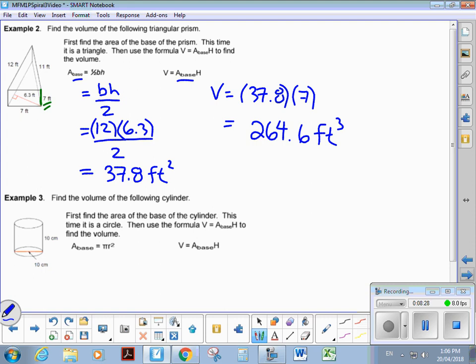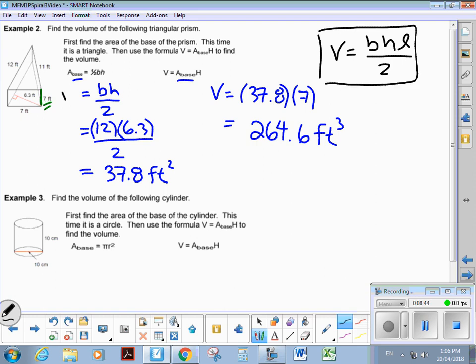So some of you may be comfortable with the final form. Volume equals base times height times depth or length over 2. All right. So you can do it in steps. Step 1, find the area of the base. Step 2, multiply by its depth. Or you can go and use the final formula.